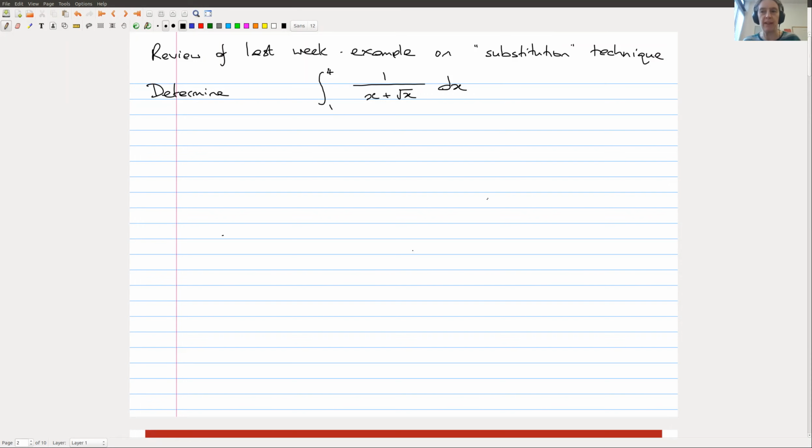Just before we get into that, I'm going to look at an example that we didn't quite get to last week, just by way of a little review of last week's main content, which was the substitution technique for integration. So I'm just going to turn this over so that I can write on it.